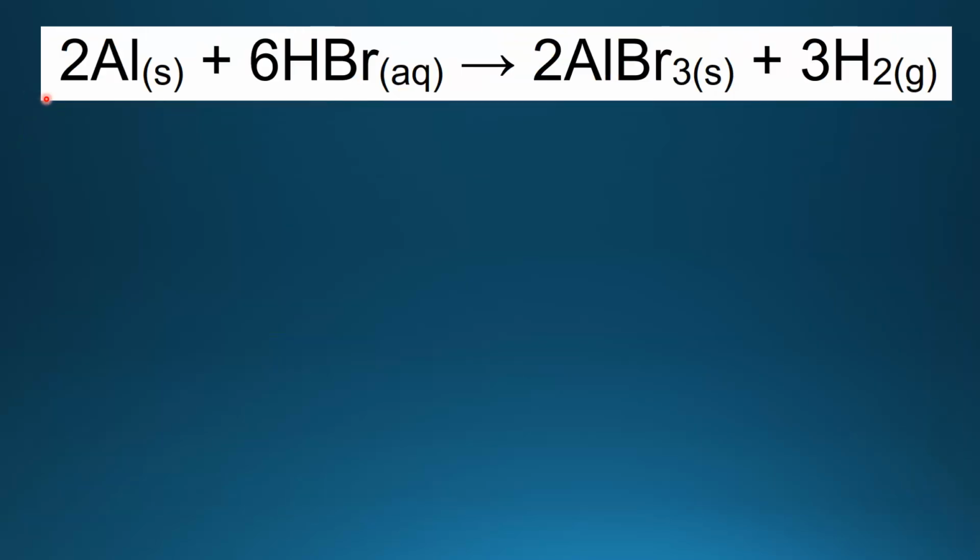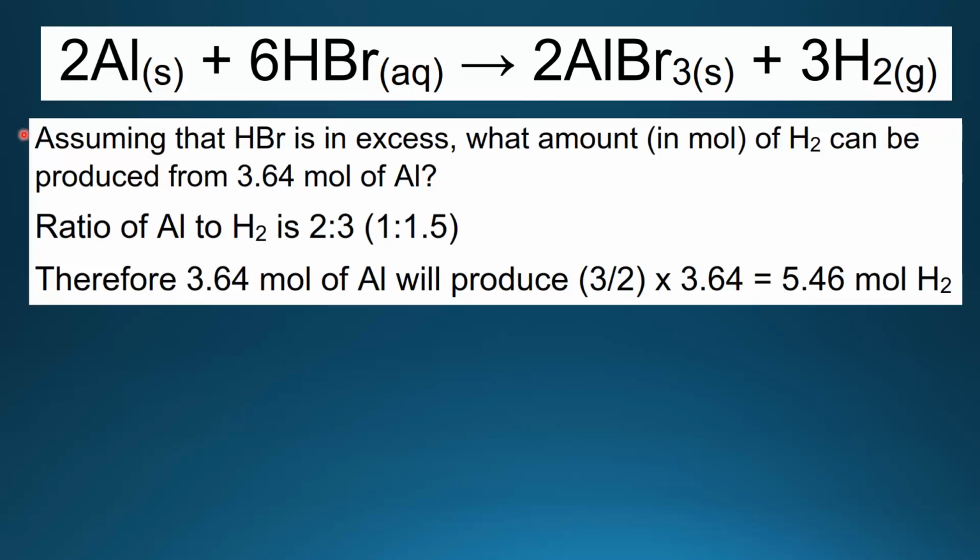Let's have a look at one more example. Here we have aluminium reacting with hydrogen bromide to form aluminium bromide and hydrogen gas. For our first example, assuming that hydrogen bromide is in excess, which means that aluminium is the limiting reactant, what amount in moles of H2 can be produced from 3.64 moles of aluminium?